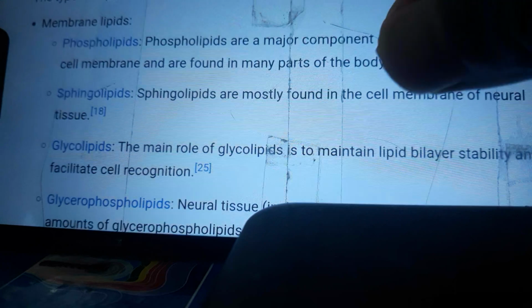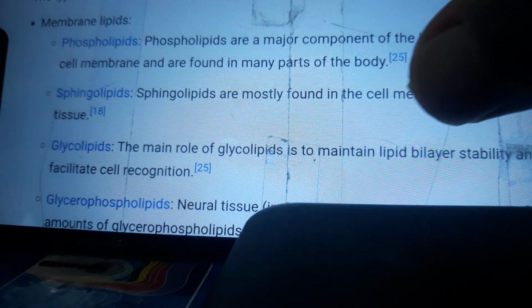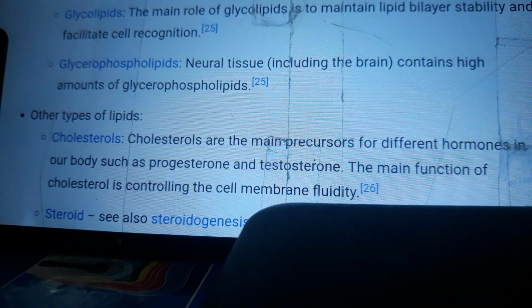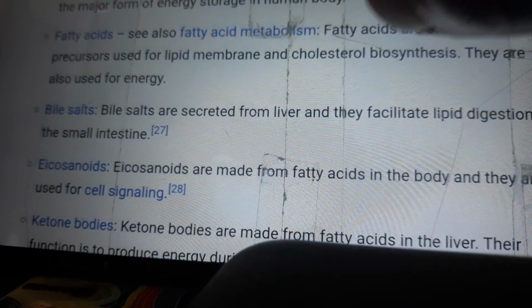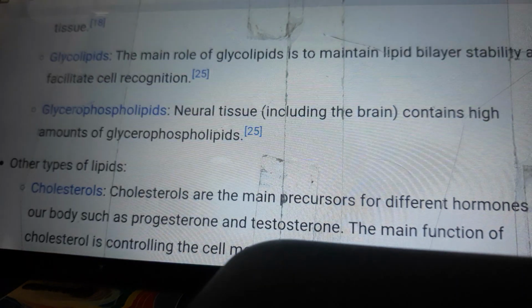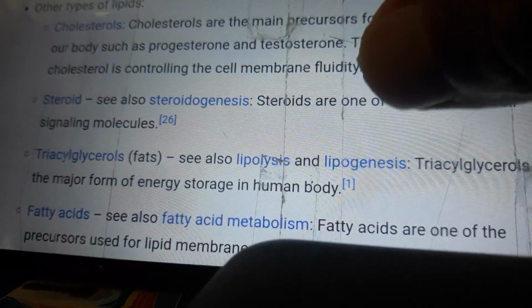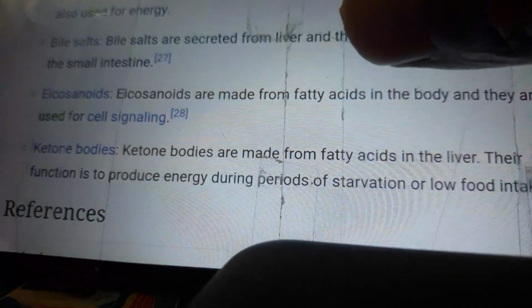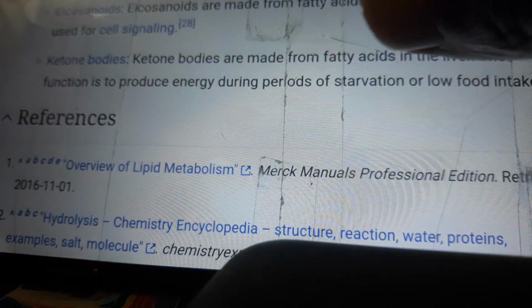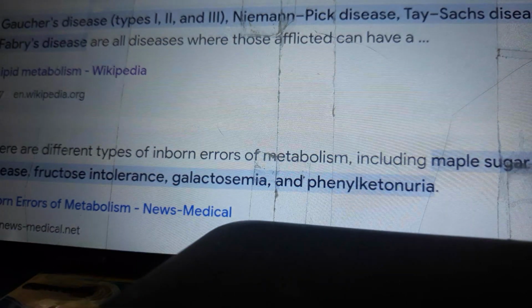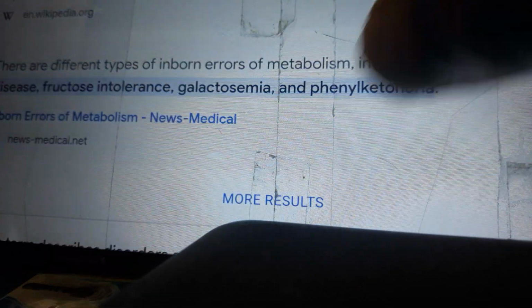You have the types of lipids. Those are membrane lipids, where you have phospholipids, sphingolipids, glycolipids, and glycerophospholipids. Just recap that again. The other types of lipids will be cholesterol, steroids, triacylglycerols, fatty acids, bile salts, eicosanoids, ketone bodies, right? Having answered that, we go to the next question.